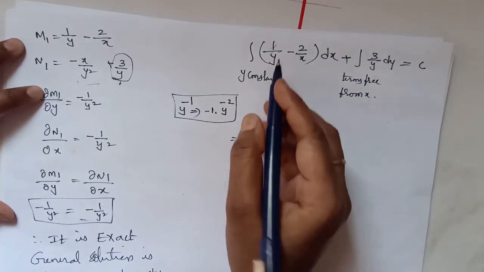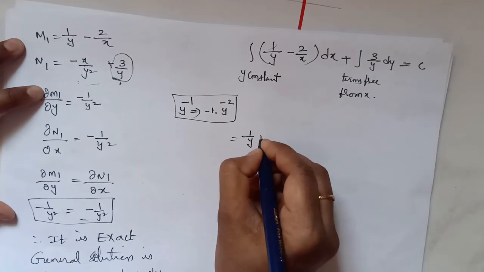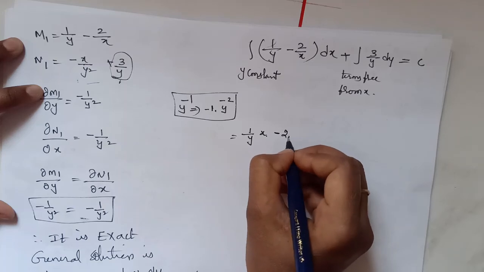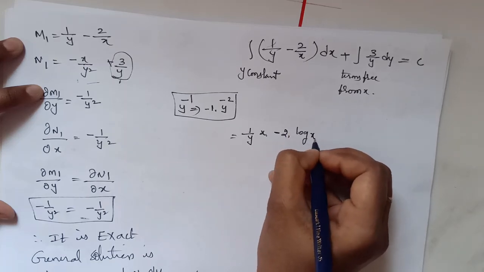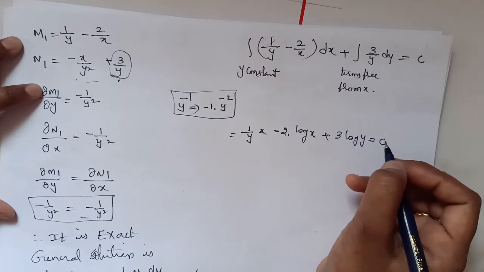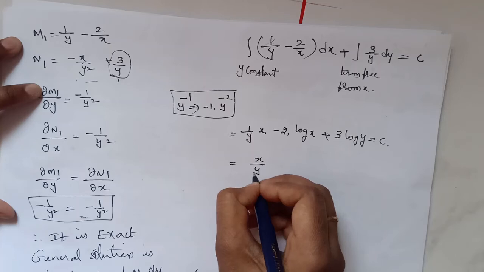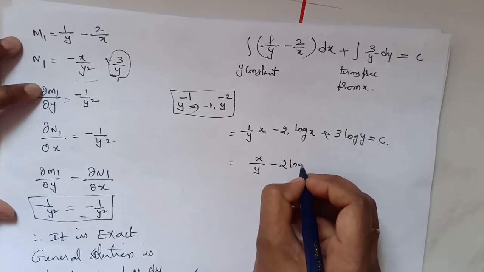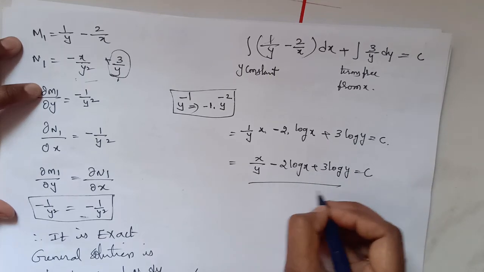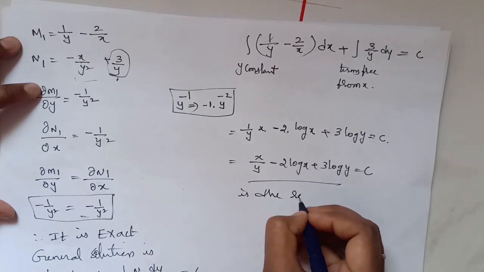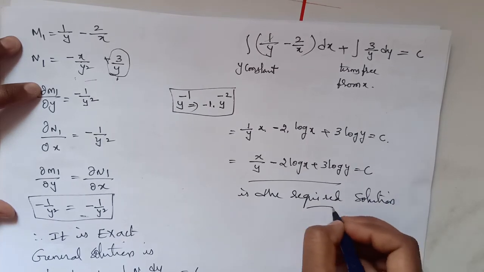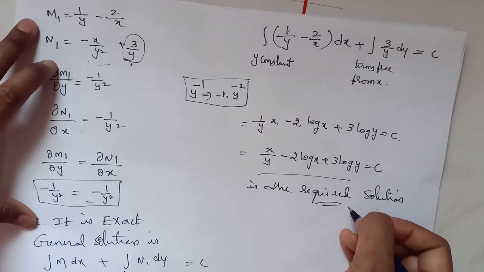So this is equal to, with y constant, 1 by y into x, integral of minus 2 into 1 by x dx is log x, plus 3 into log y is equal to c. So this is equal to x by y minus 2 log x plus 3 log y is equal to c, which is the required solution. Okay, this is the required solution.